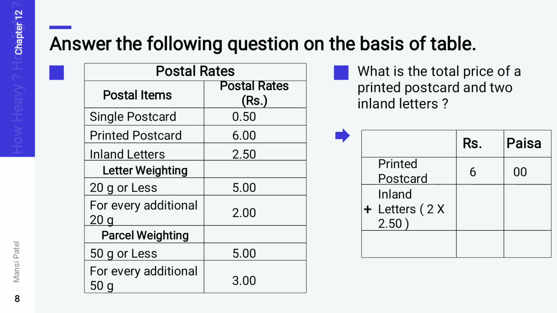2.50 multiplied by 2 is 5 rupees. So in the column of rupees you have to write down 5, and in the paisa column you have to write down 00. Now what do you want to find out? You have to find out the total price. Paisa is 00, and rupees is 11. So we can say that the total price of the printed postcard and two inland letters is 11 rupees.